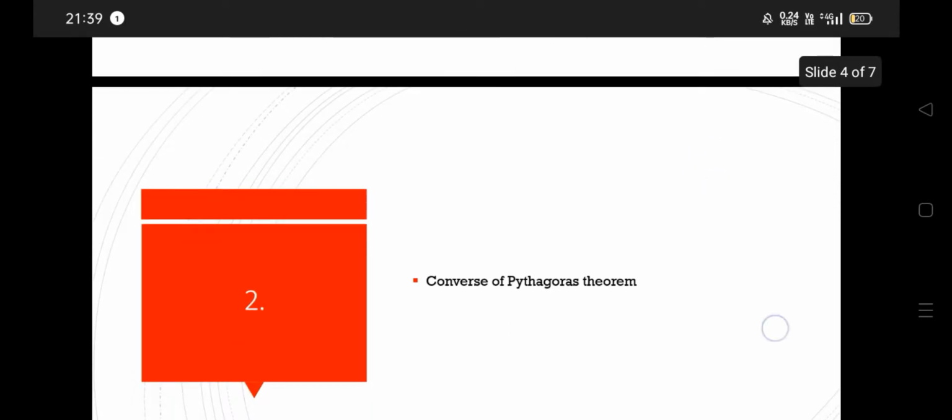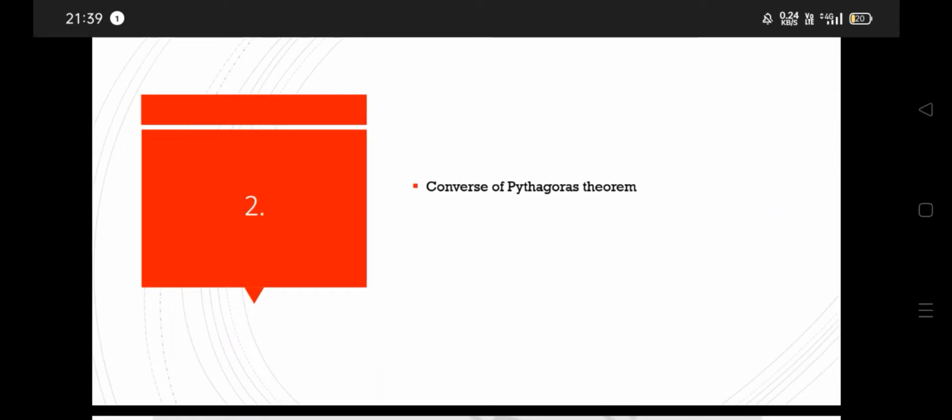Simple. That's the proof. But guys, be careful with the diagram which you draw. The diagram which you draw will matter again. Now, let's see the converse of Pythagorean. See, I have mentioned already, converse of Pythagoras theorem.